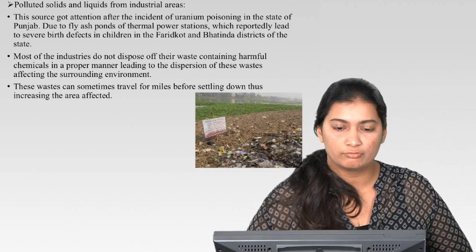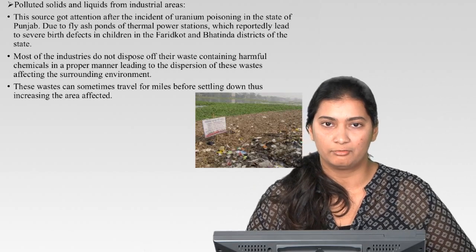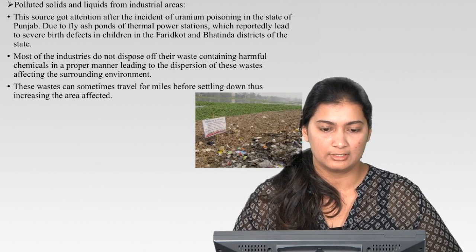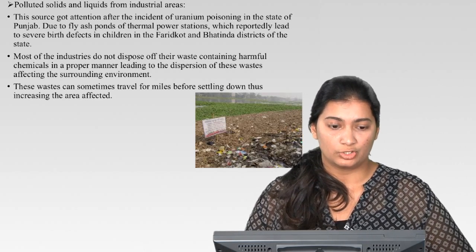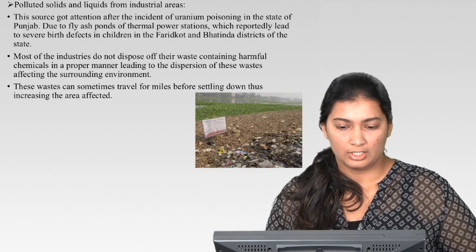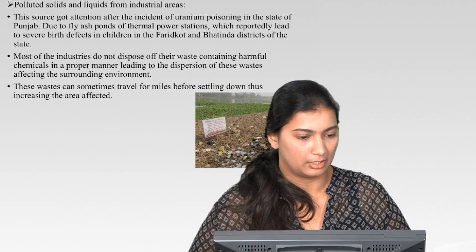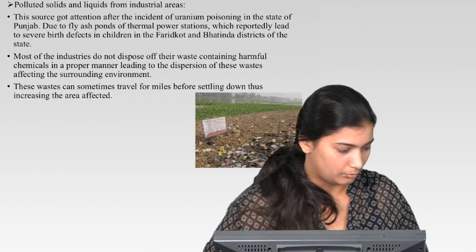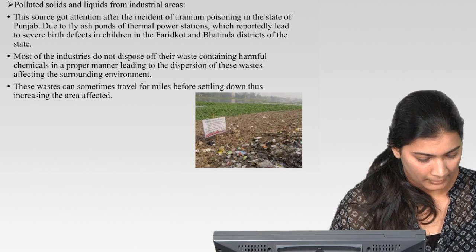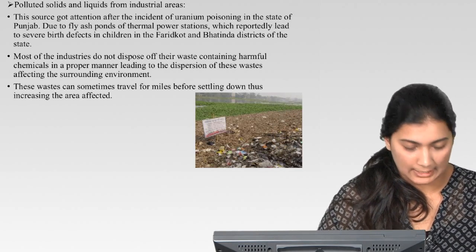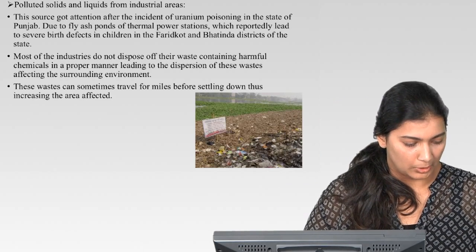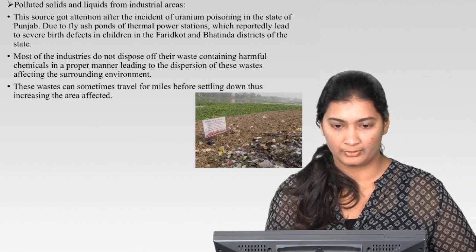The problem is most of the industries, again, which are pretty old, do not dispose their waste containing harmful chemicals in a proper manner. This can lead to the dispersion of waste affecting the surrounding environment. These wastes can sometimes travel for miles before settling down, thus increasing the area that was affected. And in that particular situation, the one in Punjab, the UN tested the soil, which was about 50% above the trace limits set by the UN, which is quite a lot.